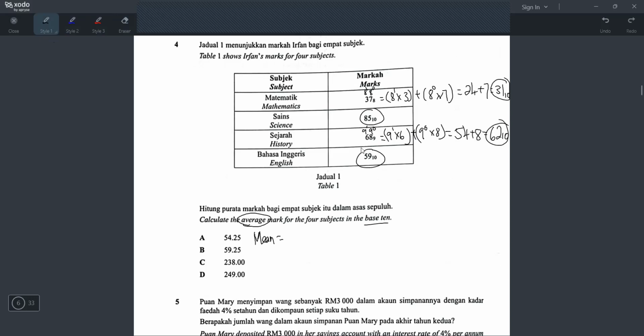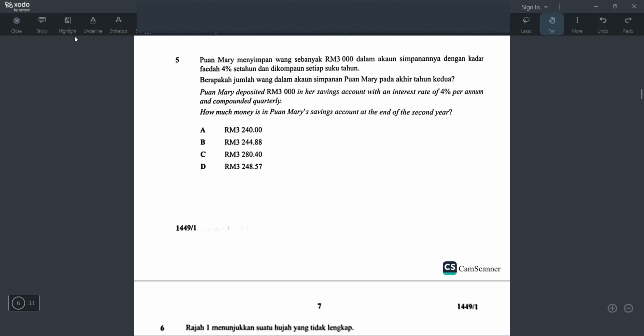So let's press the calculator. They are all base 10 already, so you should be able to use your calculator and add normally. So 31 plus 85 plus 62 plus 59. My calculator gives me 237, but you have to divide by 4 to find the average. So 59.25 is the answer. So B is your answer. All right? So very simple. Let's continue.